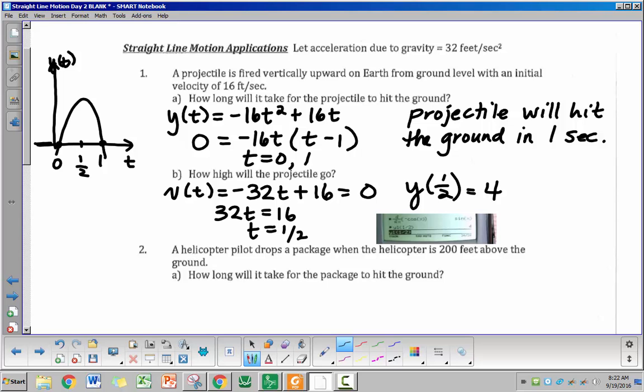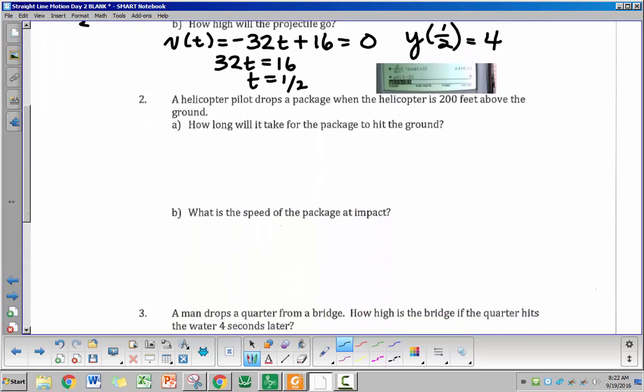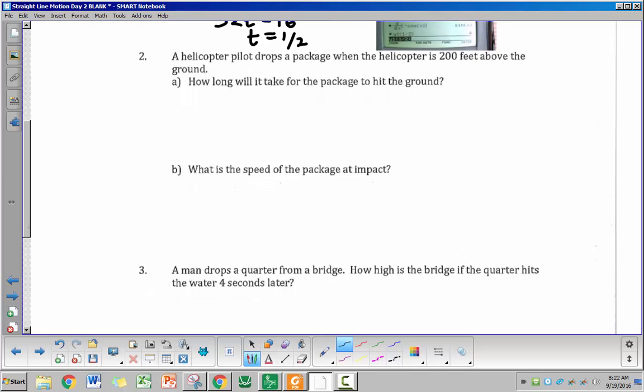Everybody follow that? All right, so let's do the next problem. A helicopter drops a package when the helicopter is 200 feet above ground. How long will it take the package to hit the ground? Well, I need an equation first. Is this vertical motion or horizontal? Vertical. So y of t equals, am I in feet or meters? Feet. So that's negative 16t squared plus 200. If it's being dropped, I'm assuming it's not being thrown out of the helicopter. We're not giving it any initial velocity.